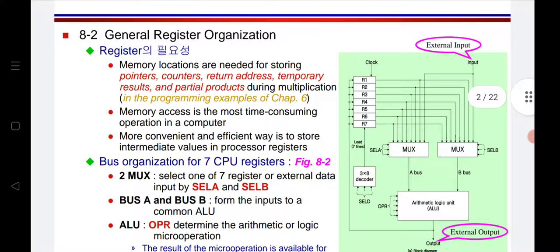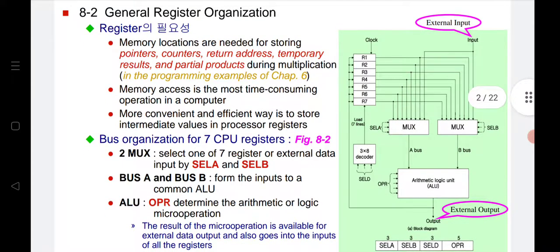general register set organization. Here I have a register organization block diagram. In this block diagram, we have a total of 7 registers, R1 to R7. All these 7 registers are connected to 2 MUXes, MUX A and MUX B.